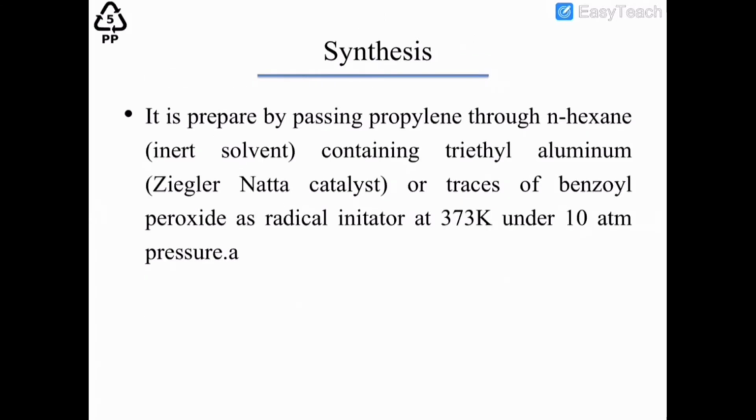Then, synthesis of polypropylene. It is prepared by passing propylene through n-hexane, an inert solvent containing triethyl aluminum and titanium tetrachloride, that is called Ziegler-Natta catalyst, or traces of benzoyl peroxide as a radical initiator, at 373 Kelvin under 10 atm pressure.